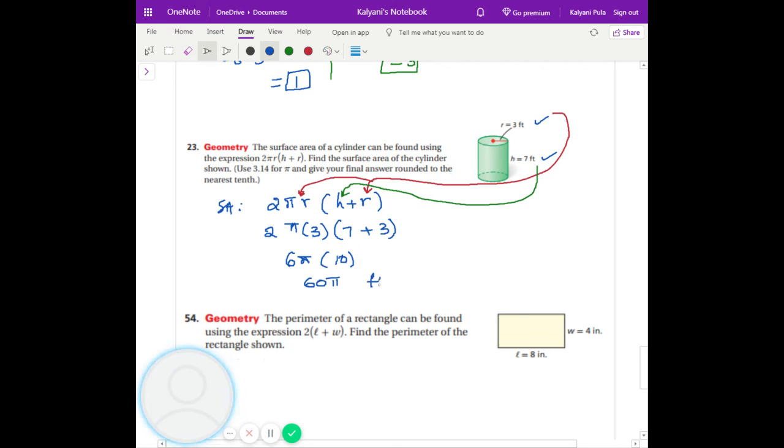Always units, feet squared. I was making it complicated for no reason. I thought you had to do 2 times 3 times 4. No, it's easy. It follows the same pattern as the examples I did with you, but we're applying the concept to real world applications, which is really important to know.